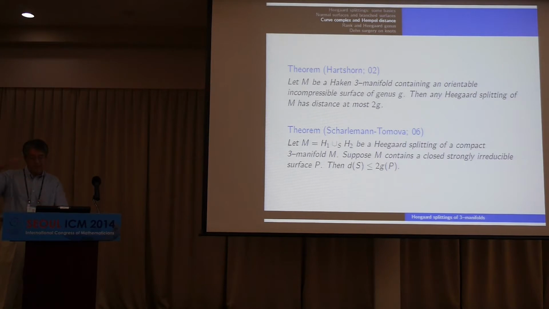So you can view this theorem as saying that if you have a high distance Heegaard splitting, and you collapse your Heegaard surface into a graph on this side, then go to the graph on the other side. Now, because the handlebody distance is very, very large, you have a lot of twisting going on to get to the other side. If you have a surface that goes through that, then you have to have a lot of genus, if the Heegaard distance is very large.